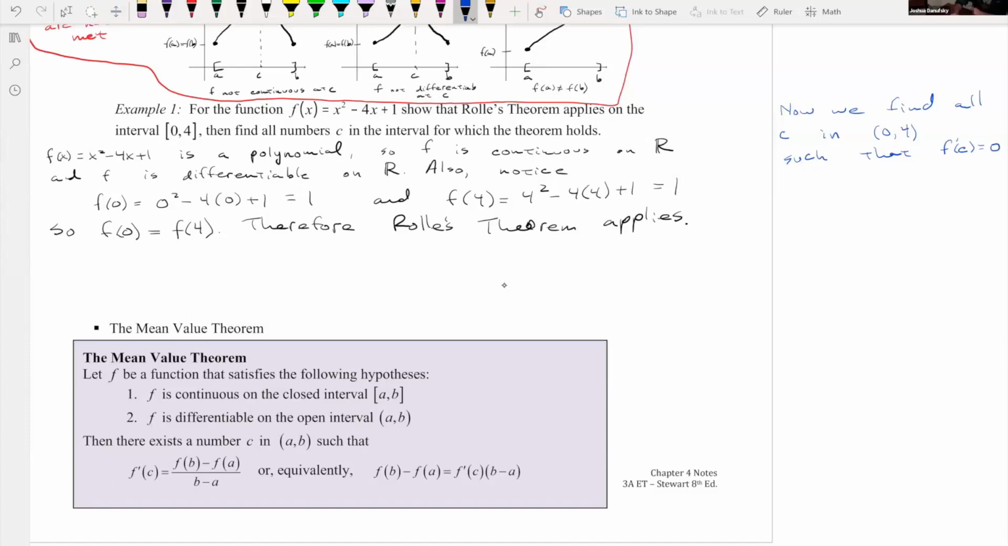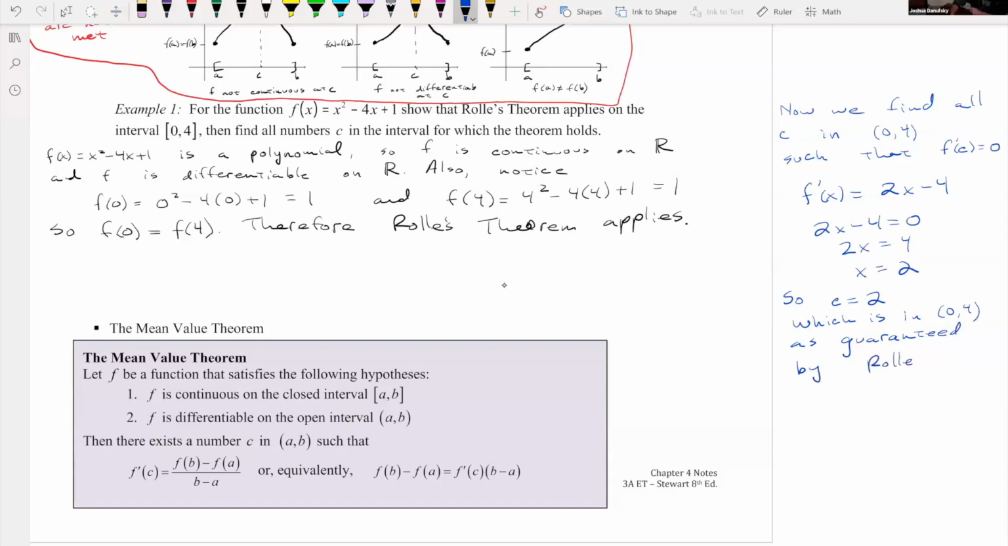Okay, well, let's see, how are we going to do that? Well, why don't we go ahead and take the derivative. F prime of x, this is an easy derivative, right? 2x minus 4. And then we set it equal to 0. So 2x is equal to 4, x is equal to 2. So C equals 2, which is in 0 to 4 as guaranteed by Rolle's theorem.